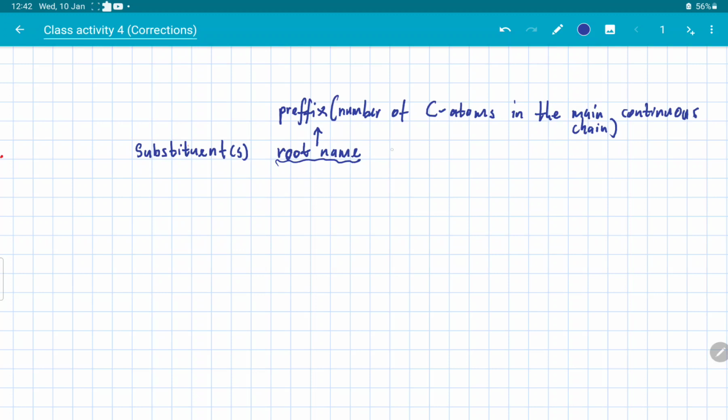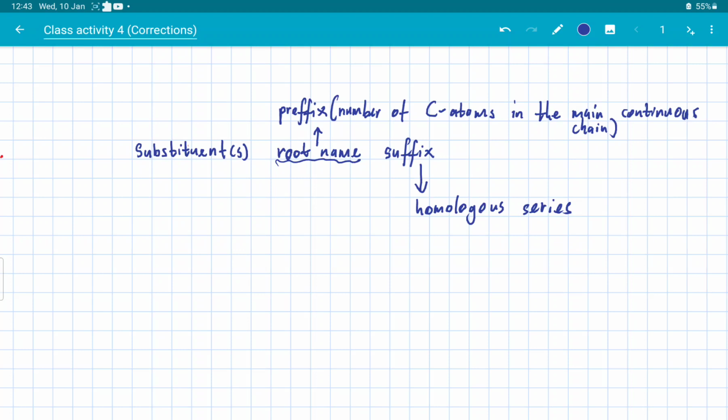And then you mention the suffix. The suffix is going to indicate the homologous series to which the organic molecule belongs. For example, for alkanes, we end with -ane. For alkenes, you start with the position and then end with -ene. If you take alkynes, -yne, you first mention the position.